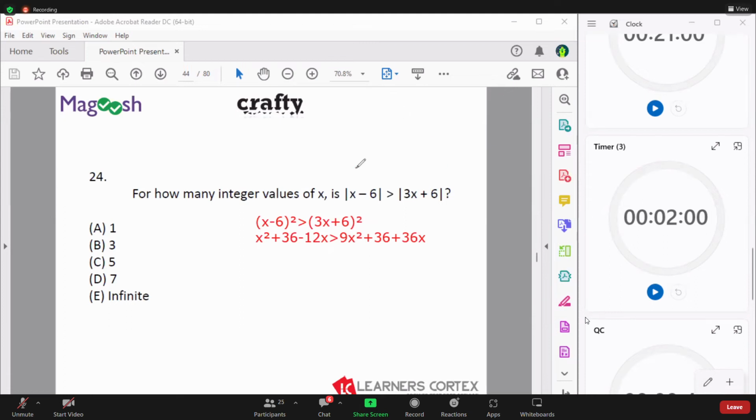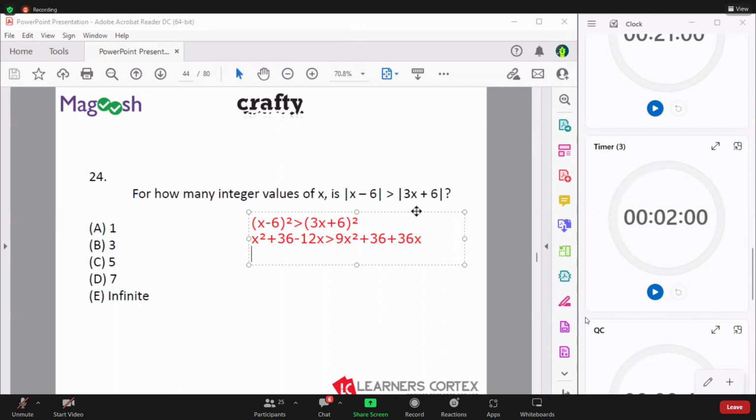If you are trying that we take this as positive and this as positive, then this as positive and this as negative, and then this as negative and this as positive, you will obviously come up with a solution, but that would take too much time, first thing, and then there is also a possibility of error. So if you actually square on both the sides, then you can take all of the LHS to the RHS.